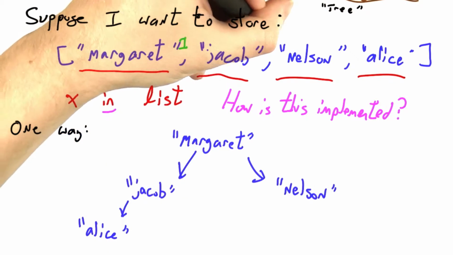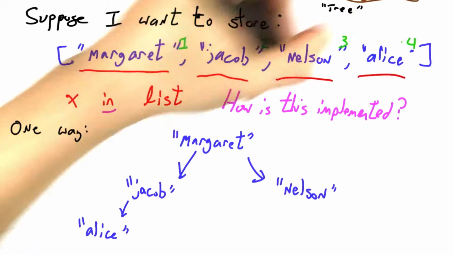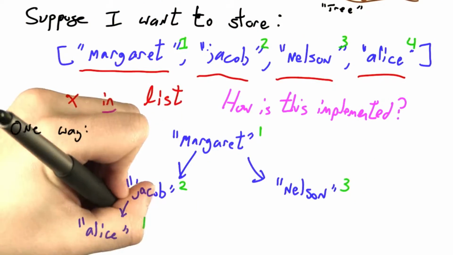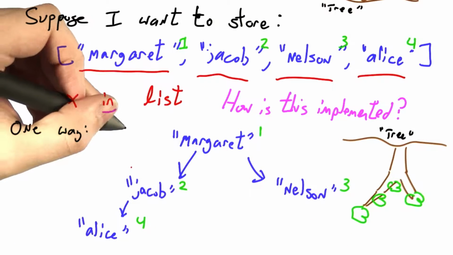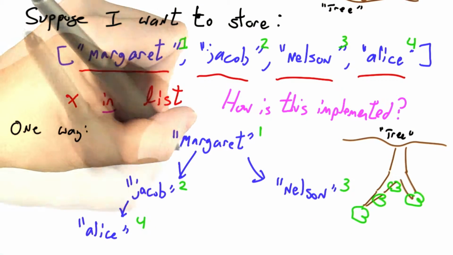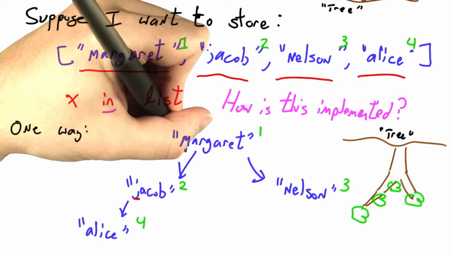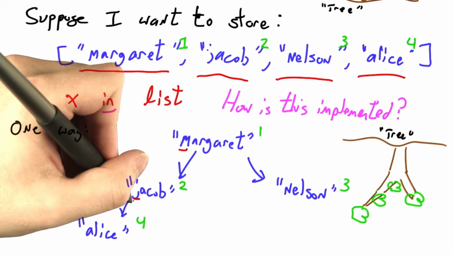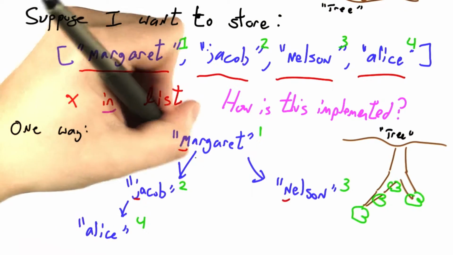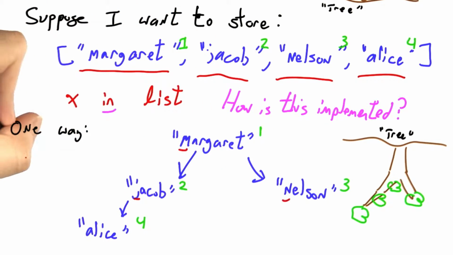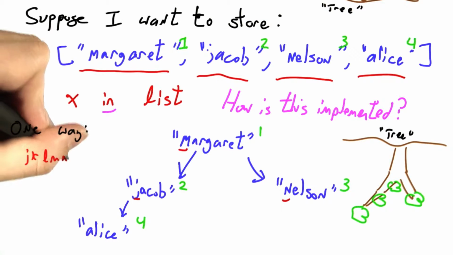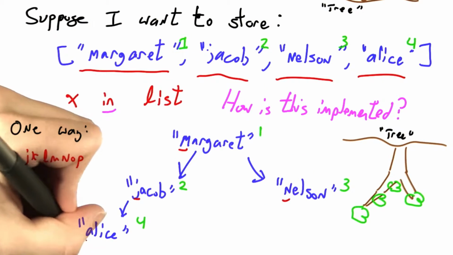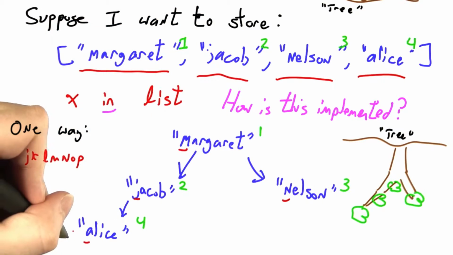I've added the elements from my list, 1, 2, 3, and 4, to this tree, and I've put them in a special order corresponding to how they'd fall in English alphabetical order. So since the J in Jacob comes before the M in Margaret, I've made Jacob the left child of Margaret. Since the N in Nelson comes after the M in Margaret, I've made it the right child, and the A in Alice follows all the way down here to the left.